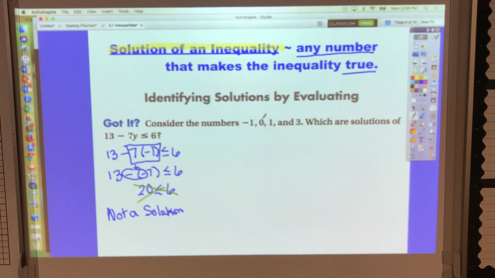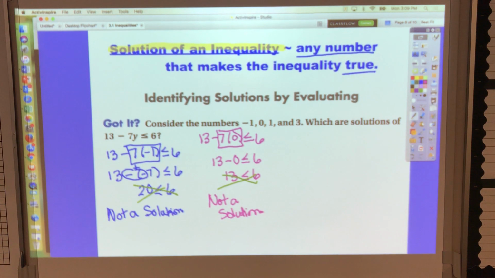If I check 0, 13 minus 7 times 0 should be less than or equal to 6. Again, multiplication first. So I have 13 minus 0 should be less than or equal to 6. Well, 13 minus 0 is 13, which is not less than or equal to 6. So that again does not work. And if it doesn't work, that means it's not a solution. Why don't you try the next two on your own while I work through them?